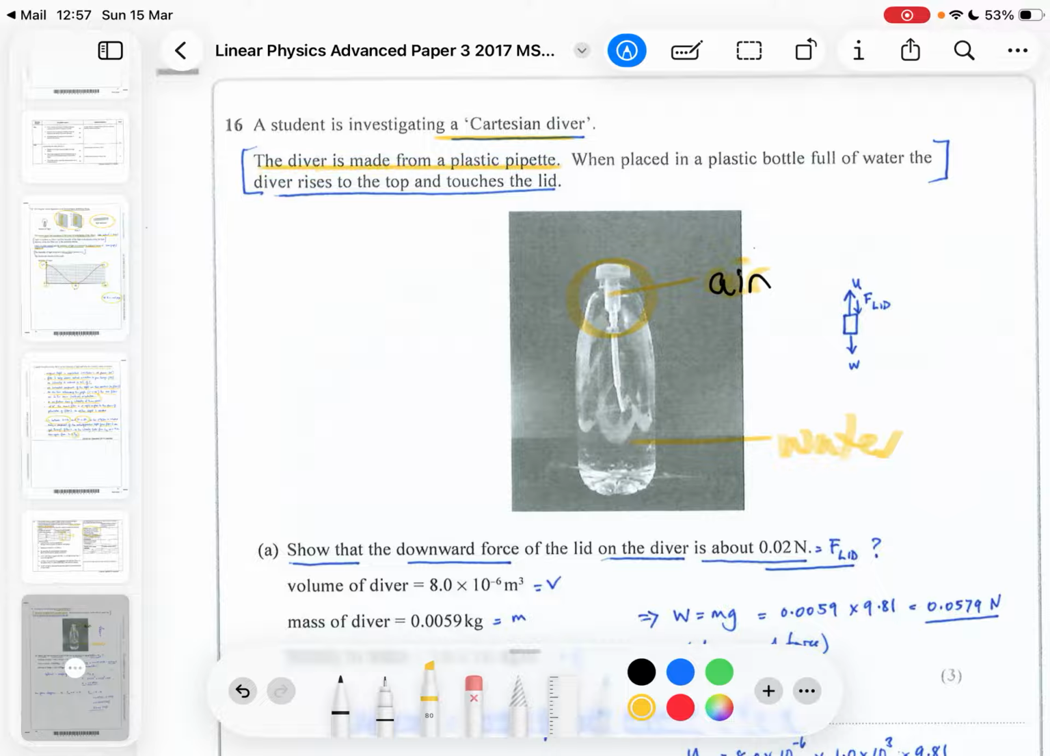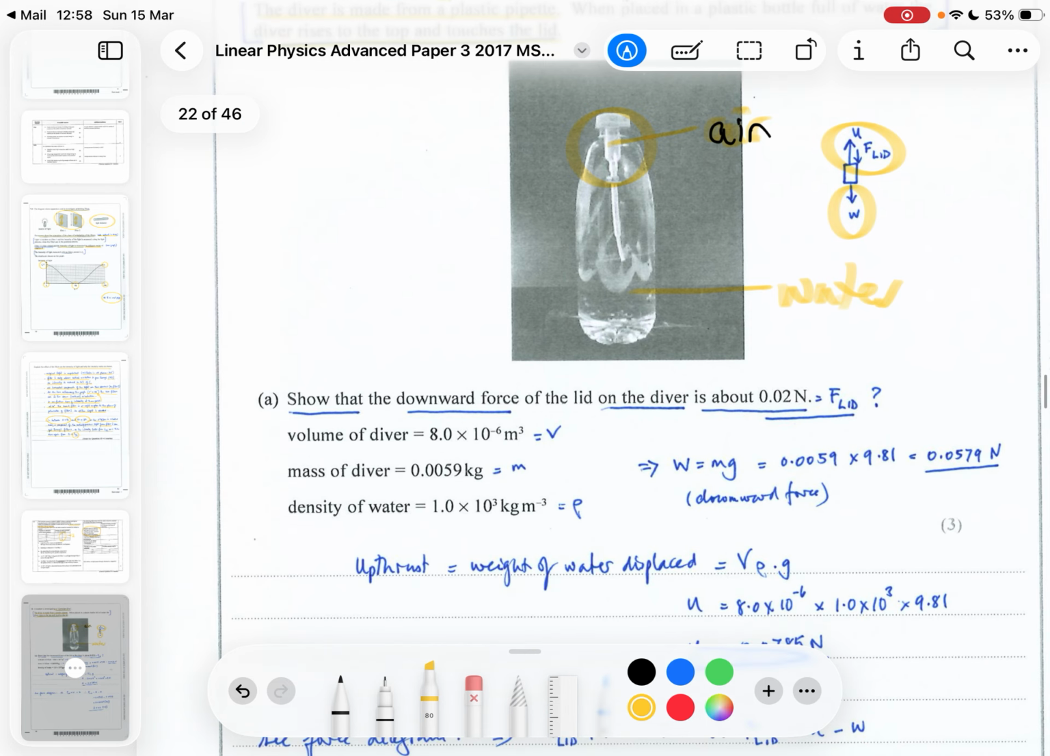So when placed in a plastic bottle full of water, the diver, because of upthrust, rises and touches the top of the lid. Now the lid will stop it going any further up. So the upthrust gets to the top, and the lid produces a downward force along with the weight of the pipette, the Cartesian diver, and you get a balance point when it hits the lid.